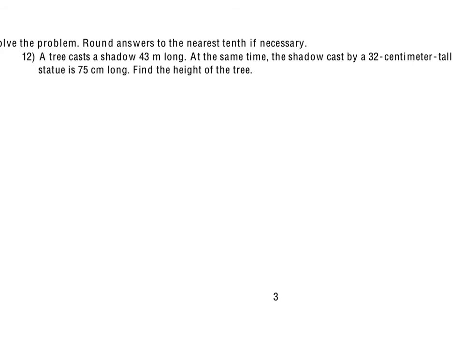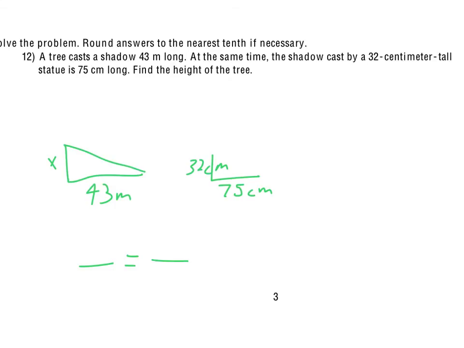All right, number 12, we've got a tree casting a shadow that is 43 meters long. And we've got a statue, a 32 centimeter tall statue, casting a shadow that is 75 centimeters long. We want to figure out how tall the tree is, so we're going to set up a proportion, a fraction equal to a fraction. Again, these are similar triangles. If I draw in that angle there, it looks more like a triangle, that side.